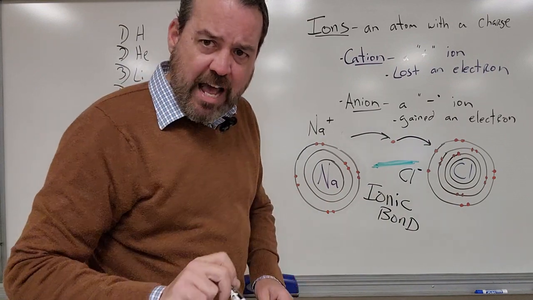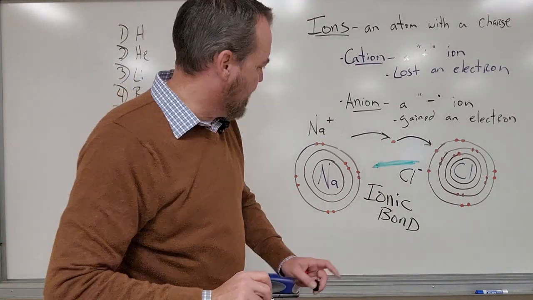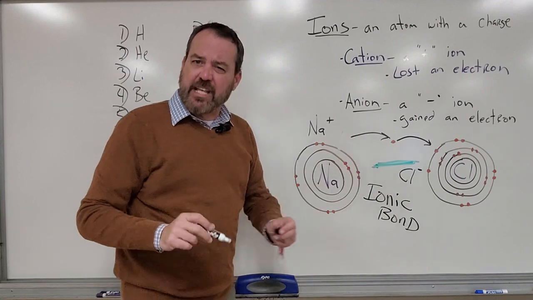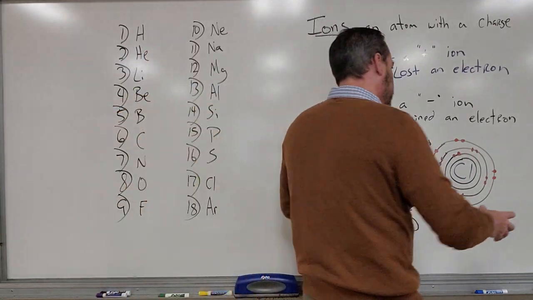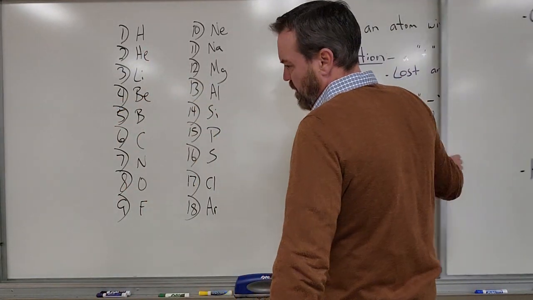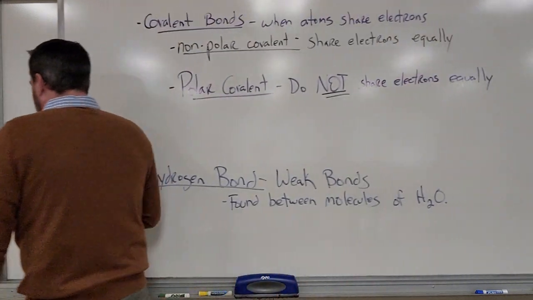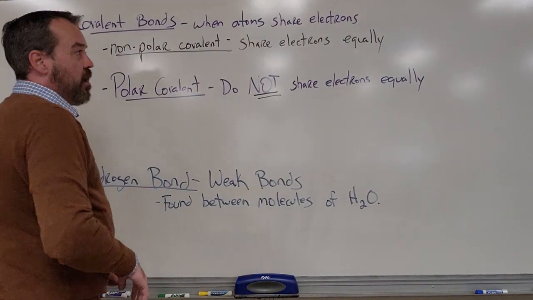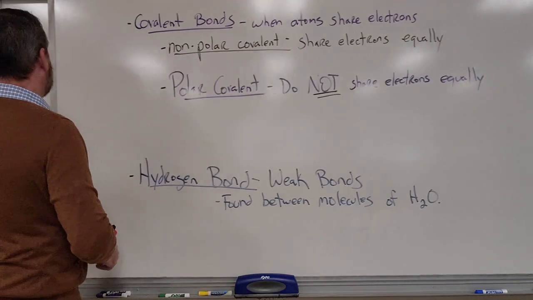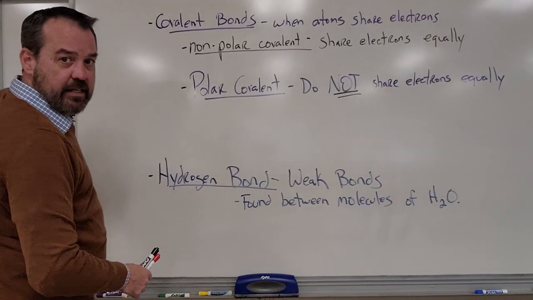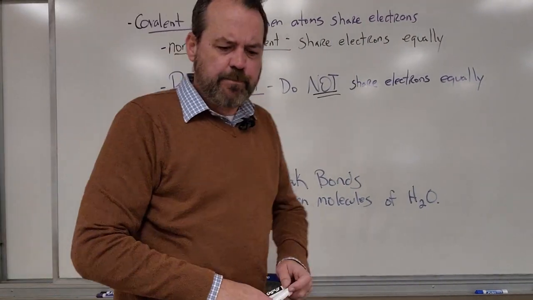That is our first type of bond that we need to be familiar with, and it's all about these opposite charges and the ions that are formed. Our next type of bond is covalent bonds. There we go. Covalent bonds.